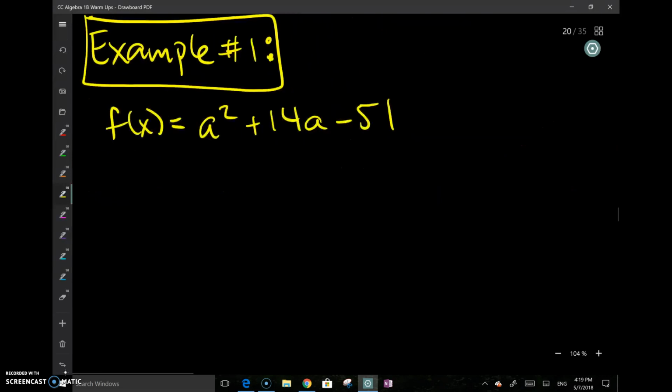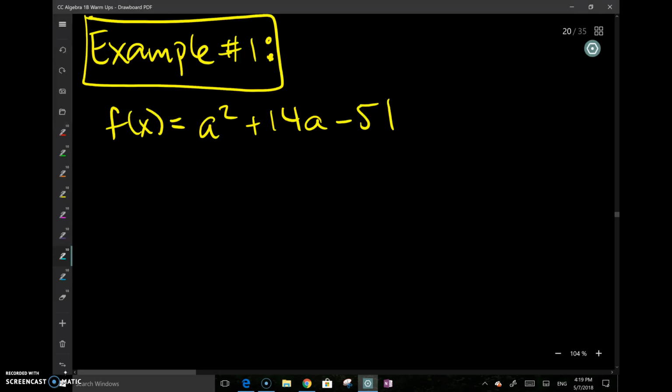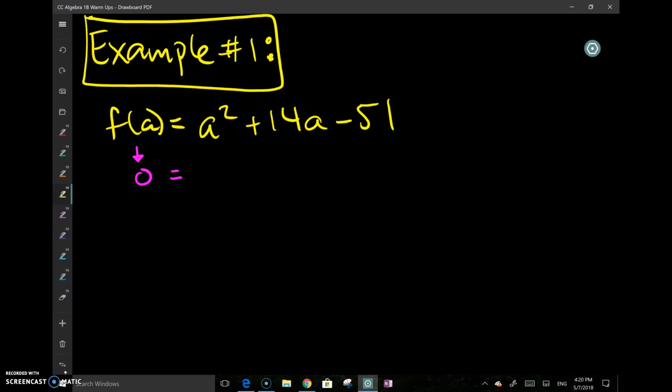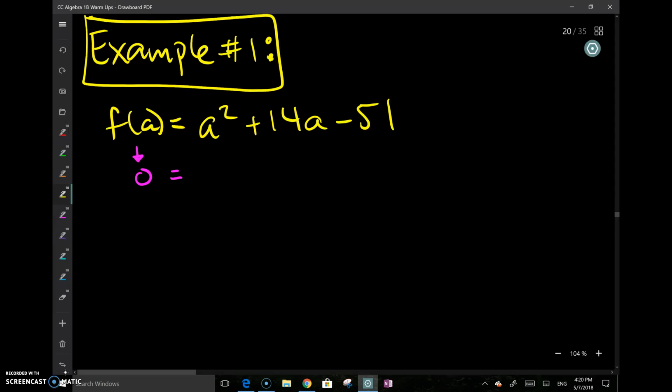So as I just mentioned a moment ago, you want to start by making the f of x into a 0. And the reason for that is, once again, that you're trying to get the x-intercepts. And in this case, we have a's, but the a's represent the, sorry, actually, I should make this f of a. The a's represent the x's or the inputs. So it doesn't matter what you call it, it still represents the same thing. And you want to make it 0 because x-intercept points always have a y value of 0. Then you have a squared plus 14a minus 51.